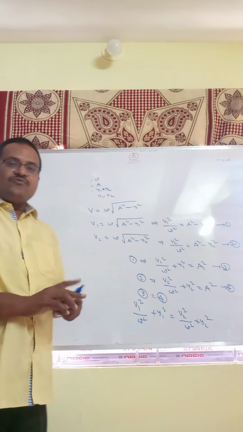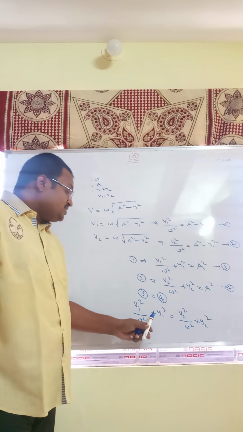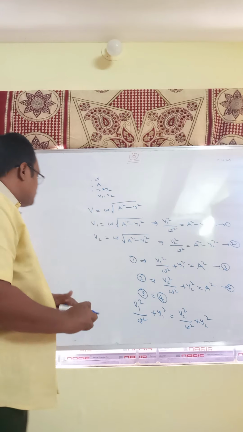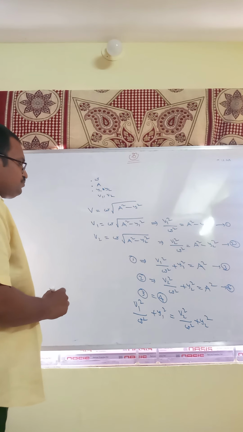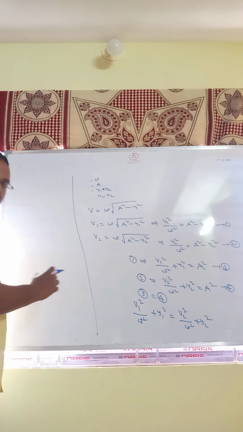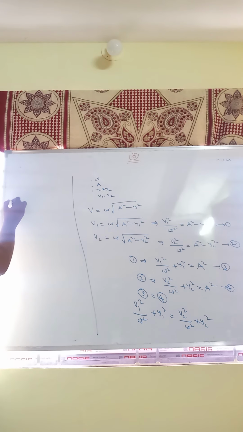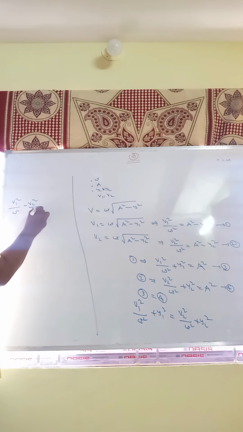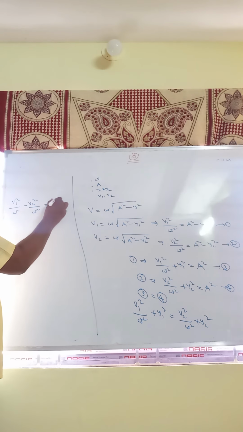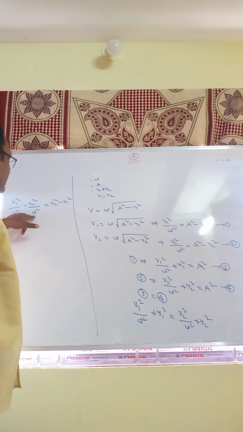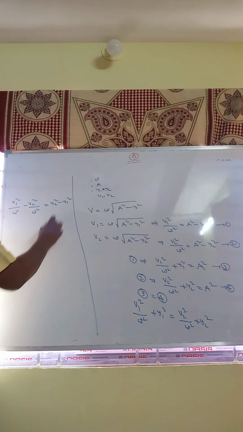Now from this one, first of all we have to find by how much angular velocity the particle is moving. Now see, v1 square by omega square minus v2 square by omega square is equal to y2 square minus y1 square.